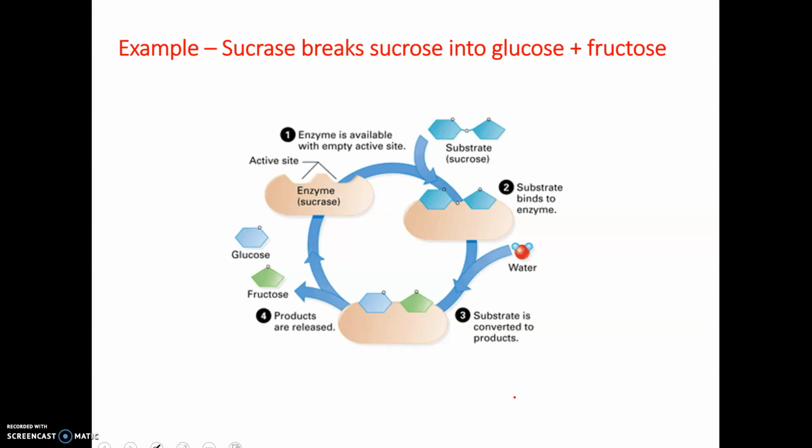Oh, and here's an actual example. This is sucrase, which breaks the disaccharide sucrose into glucose and fructose, the products. And so if you look here, here's the enzyme. It's empty. Here comes the substrate. This is the sucrose. Sucrose gets converted into fructose and glucose. And now the enzyme can go back and it can do it again. And so this is an enzyme that might be involved in the digestion of sugar. And that ends our chapter on biochemistry.